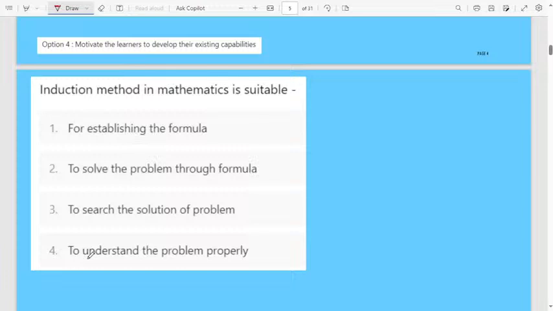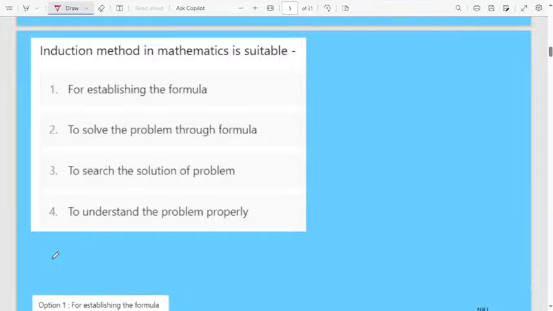Inductive method. Next question: induction method in mathematics is suitable. First option, for establishing the formula. Second option, to solve the problem through formula. Third option, to search the solution of a problem. Fourth, to understand the problem properly. Inductive method is for establishing the formula.